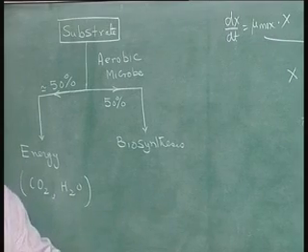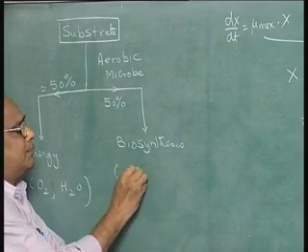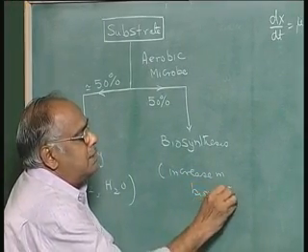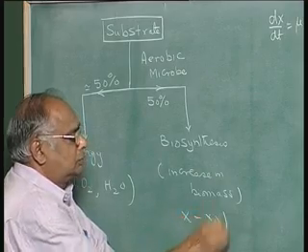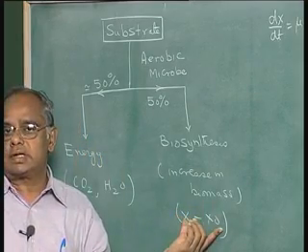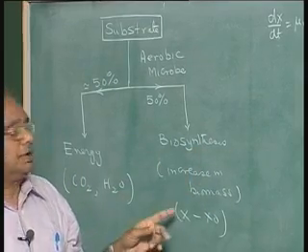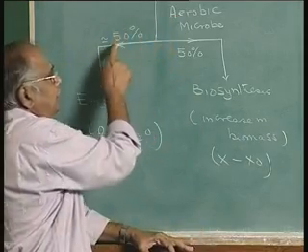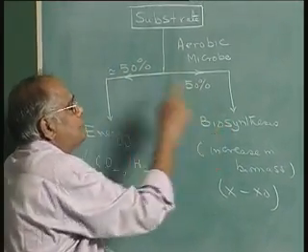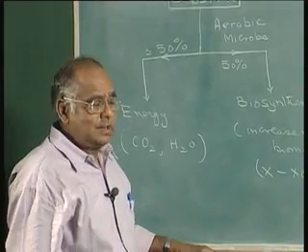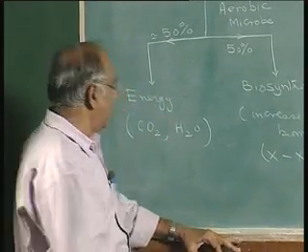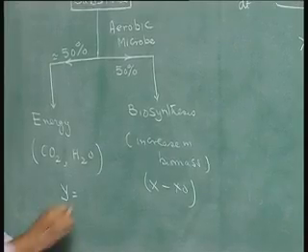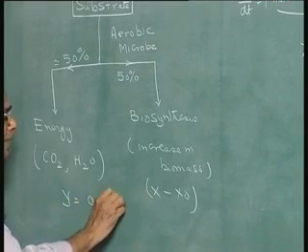Biosynthesis means an increase in biomass, that is x minus x naught, the increase in biomass concentration in unit time. In an aerobic system, 50% goes for energy and 50% goes for biosynthesis. If that is the case, what would be the value of y in this particular case? The value of y is 0.5, that is the maximum value.